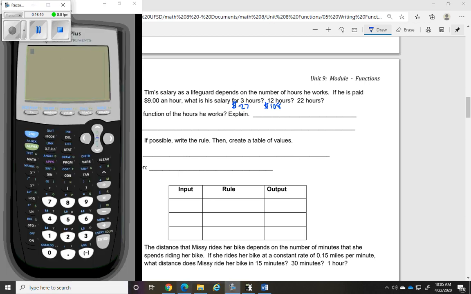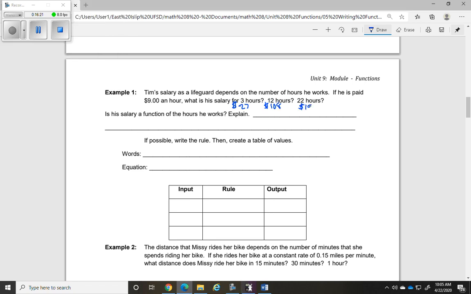I just pulled up my calculator for the next one. So 22 hours, 22 times 9 is $198. So is his salary a function of the hours he works? They're asking, is it a function?